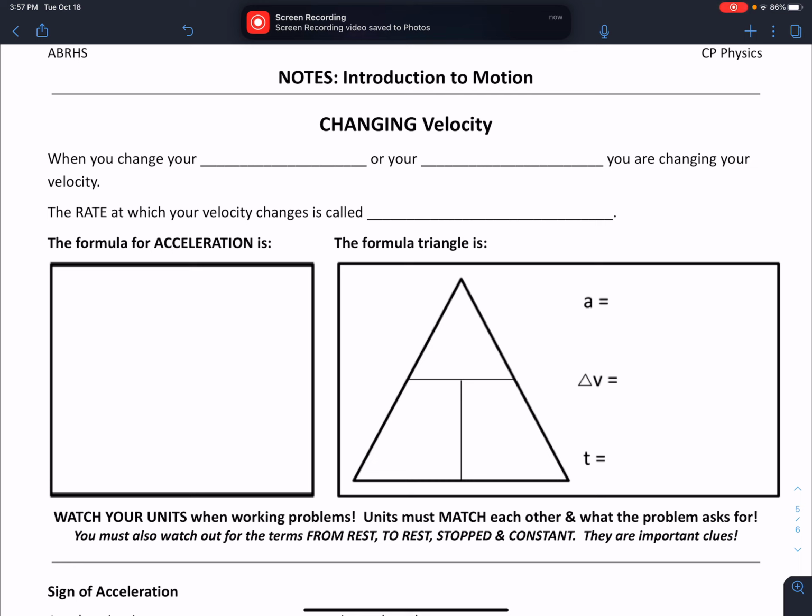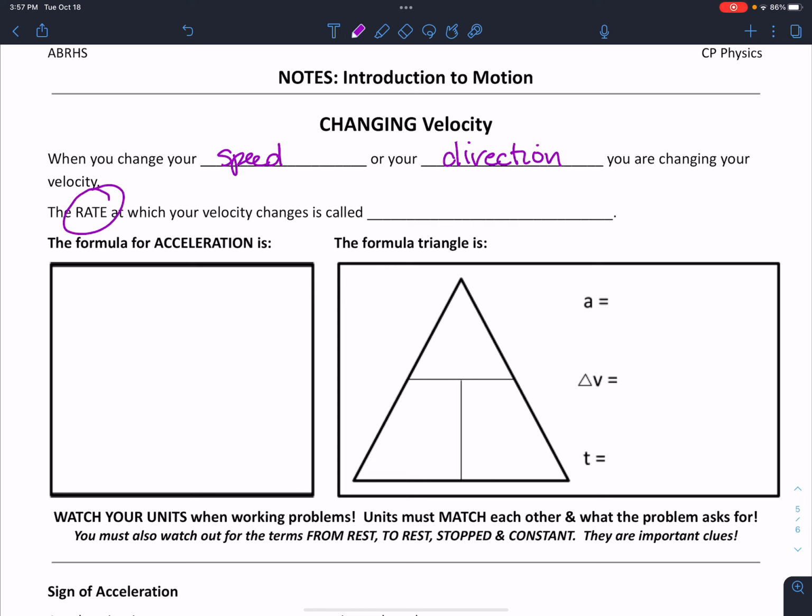All right, when you change your speed or your direction, then you are changing your velocity. The rate at which your velocity changes is known as acceleration. So this is going to be a new variable for us.